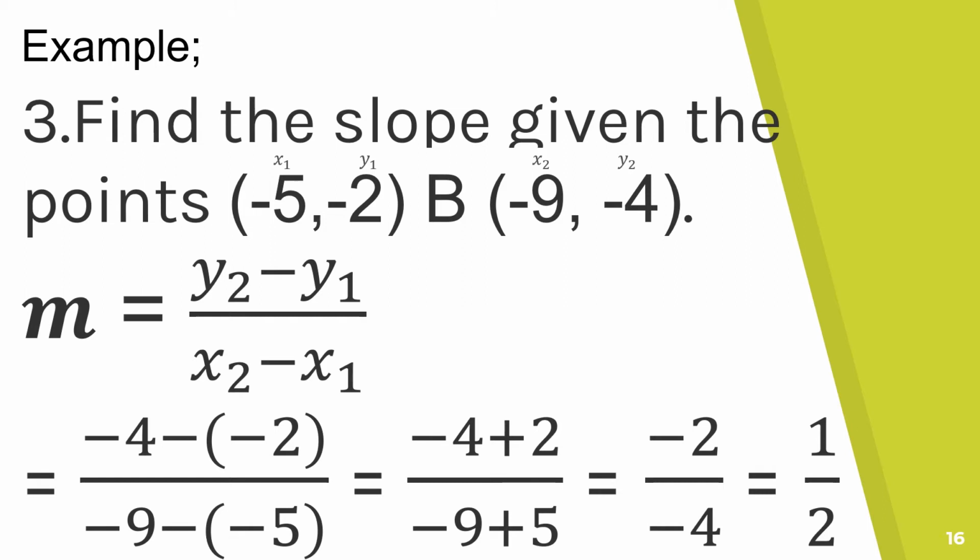So negative 4 plus 2. Unlike sign, minus, copy the sign of the bigger number. Negative 4 plus 2, that's negative 2. Negative 9 plus 5, negative 4. Final answer, negative 2 divided by negative 4. That's positive 1/2. Makancel yung dalawang negative.